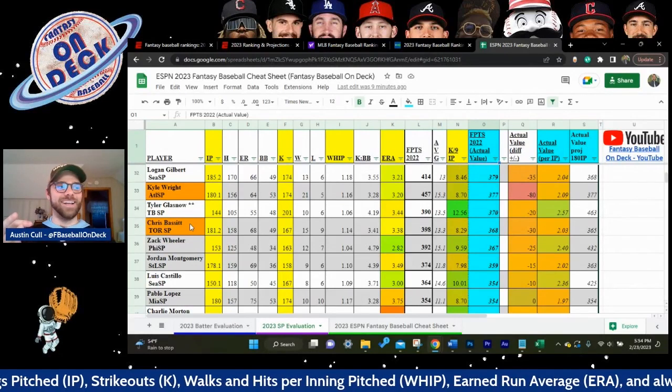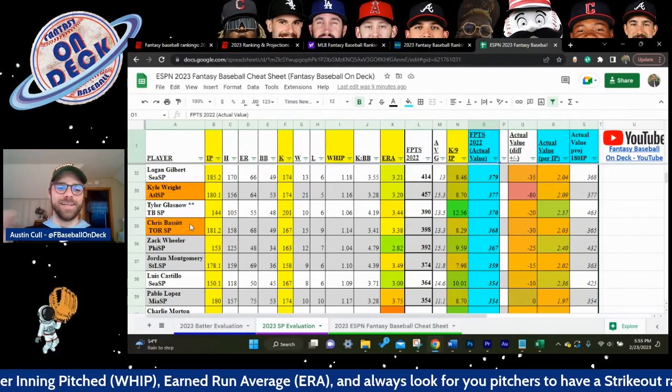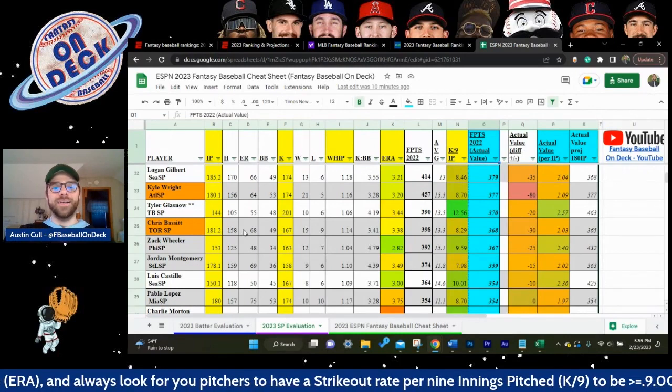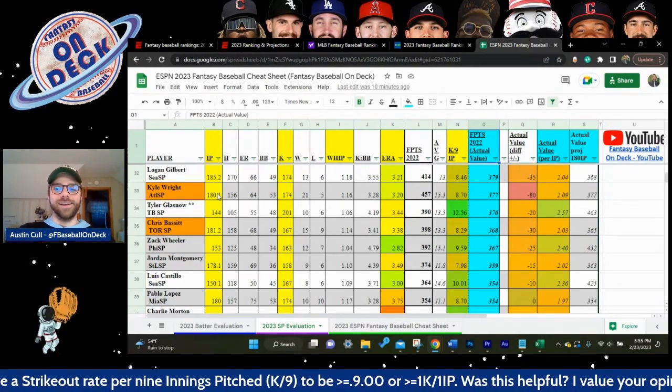Chris Bassitt is going to be on a team that scored the fourth most runs in baseball last year. Kyle Wright was on the team that scored the third most runs in baseball last year. They're going to have approximately the same production over the year.